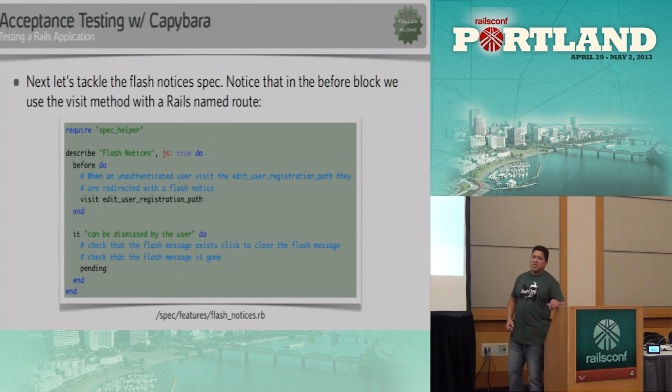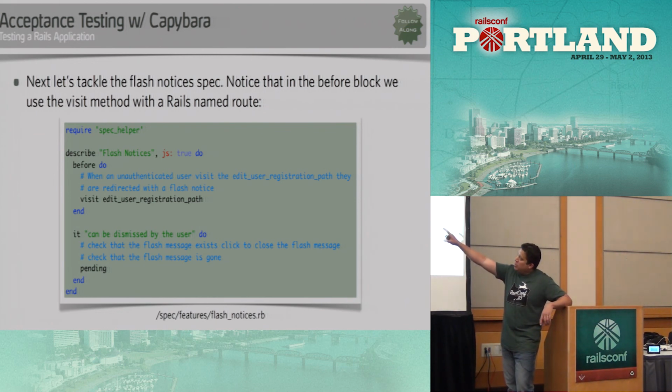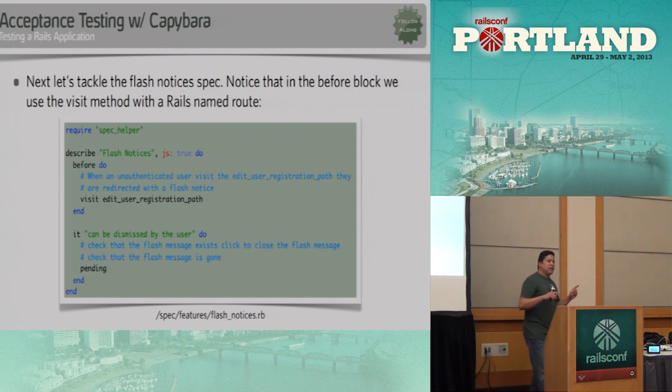So now the flash notices, it's a JavaScript test because those flash notices are activated by Bootstrap using JavaScript. So for that, I have to add the .js after the name of my describe block. Notice before that block, I'm visiting a specific page. So you can use named routes in your Capybara specs. You don't have to put a string URL to navigate to something. So it's very nice. It's also an extra layer of testing of your routes.